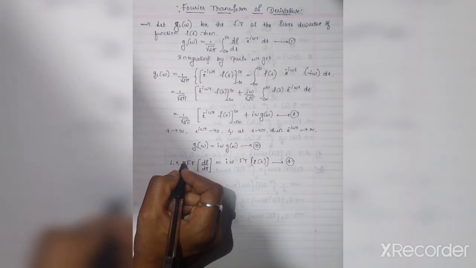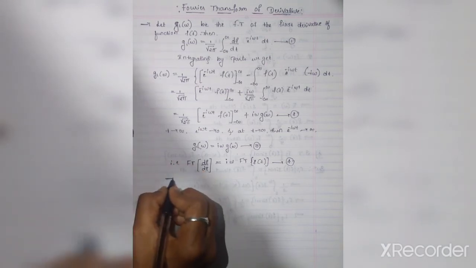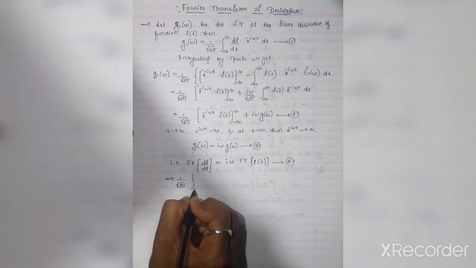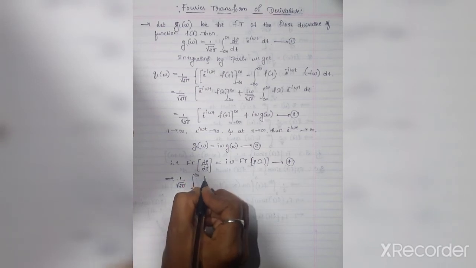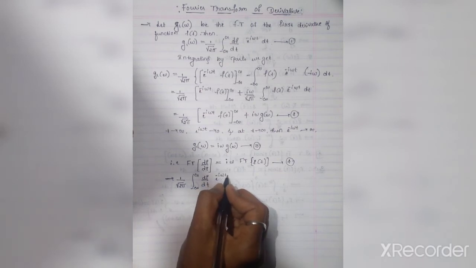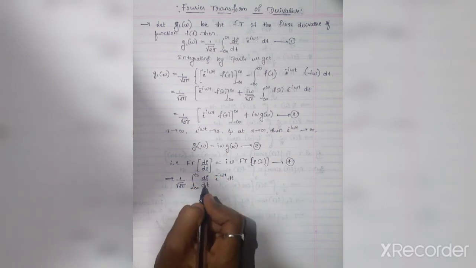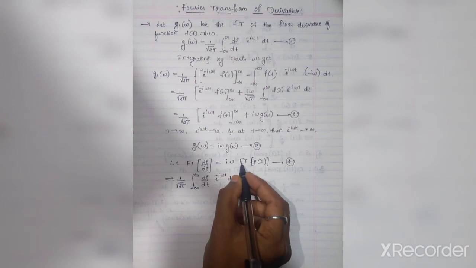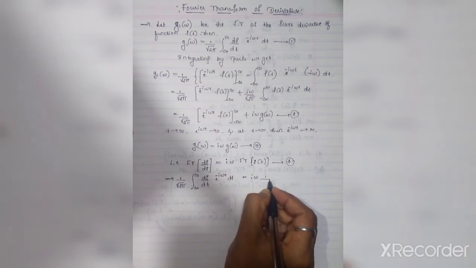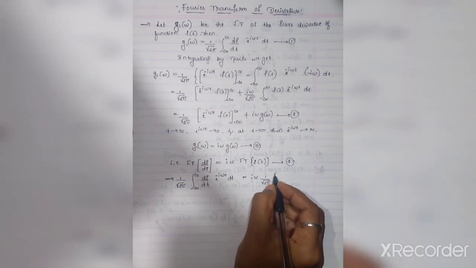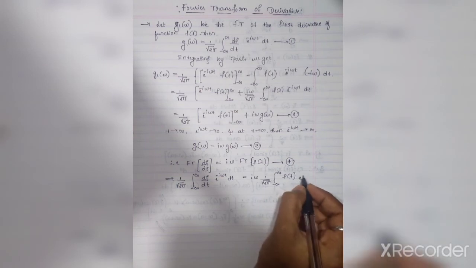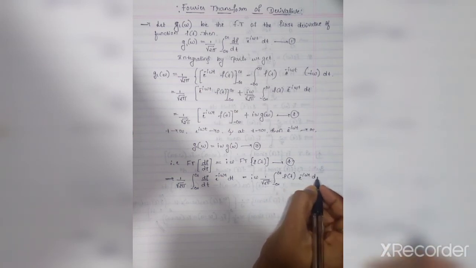Okay. Now this means what? 1 by root 2 pi integration from minus infinity to plus infinity df by dt e raised to minus I omega t into dt. Here f of t is df by dt. So by definition, 1 by root 2 pi e raised to minus I omega t into dt, equals I omega as it is, times 1 by root 2 pi integration from minus infinity to plus infinity f of t e raised to minus I omega t into dt.